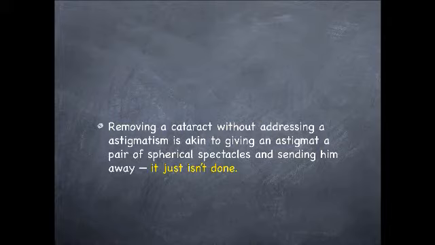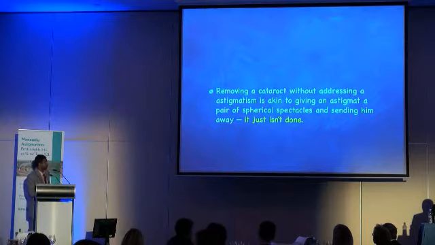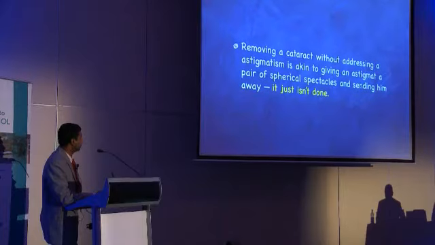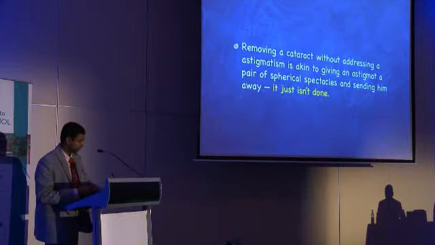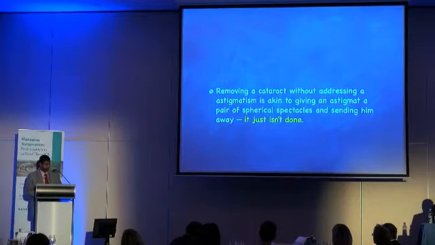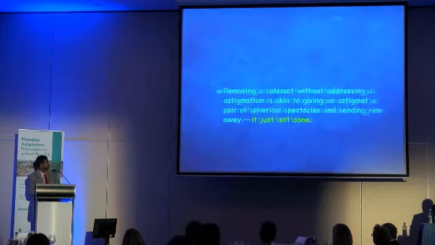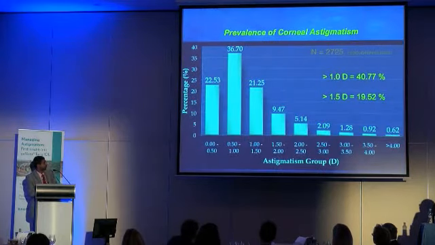I think it's fair to say that we have come to a stage where just removing a cataract and putting in a monofocal lens without addressing the pre-existing corneal astigmatism is not a done thing at all. Cataract surgery gives us a great opportunity to correct any pre-existing astigmatism so that we can give the best possible vision to all of our patients and they can enjoy the best uncorrected visual acuity.